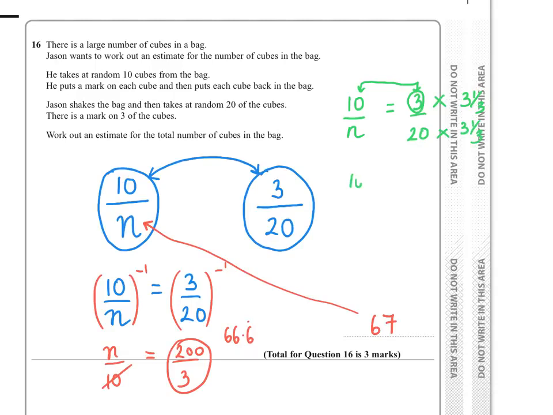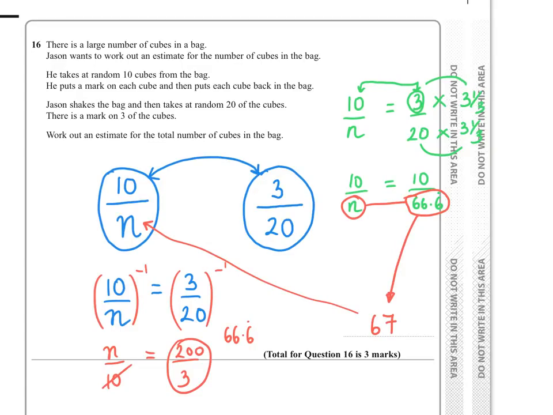And then you'd have 10 over n is equal to, well, 3 times 3 1/3 is 10 out of, well, 20 times 3 1/3. You can do that on your calculator. That will be 66.6 recurring. So you can see here, the denominator must match because they're equivalent fractions, and then you can round it to the nearest whole number again.